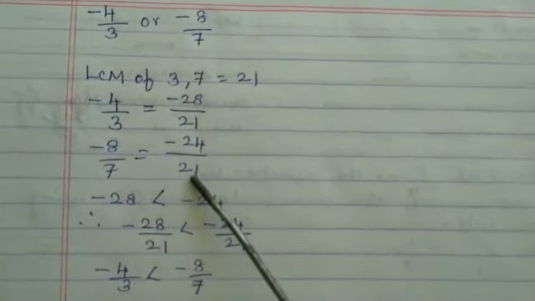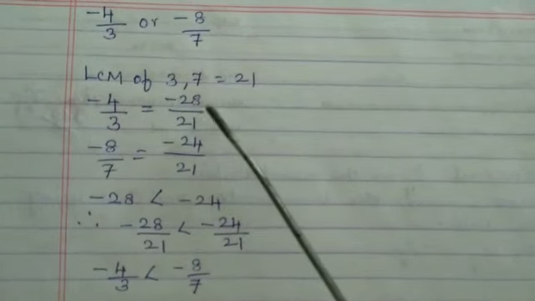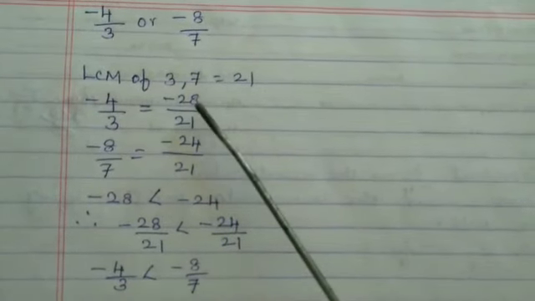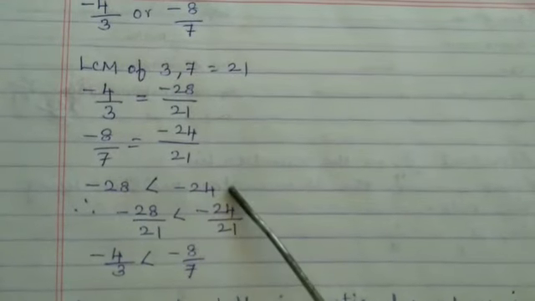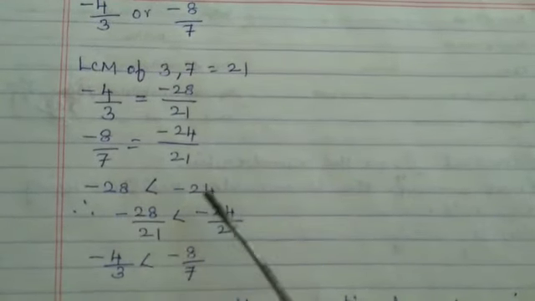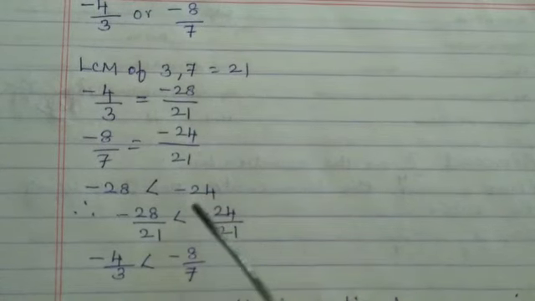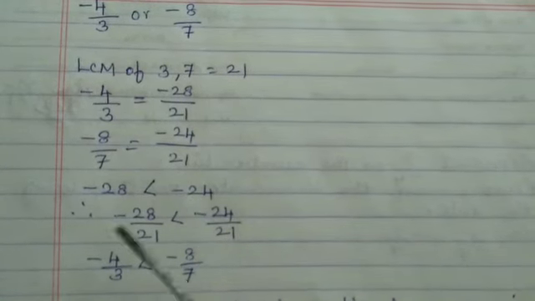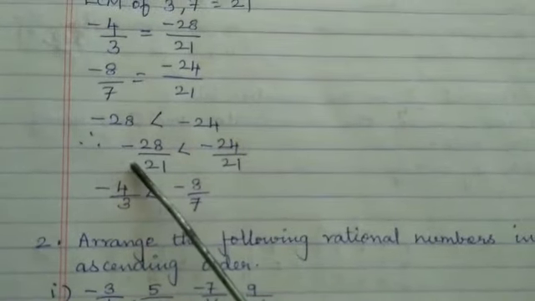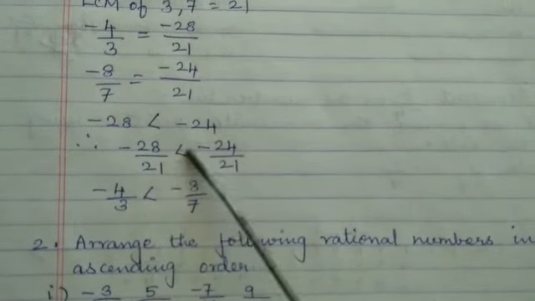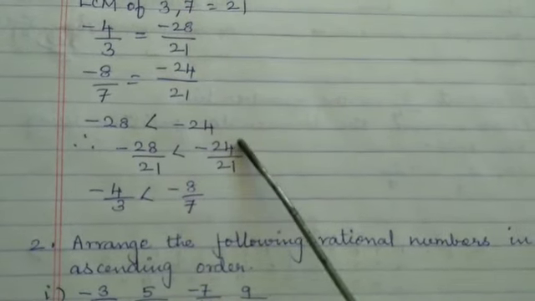Now both the denominators are equal, so we compare the numerators only, that is minus 28 and minus 24. Among negative integers, the number which is smaller is the lesser one. So minus 28 is less than minus 24. Therefore minus 28 by 21 is less than minus 24 by 21.